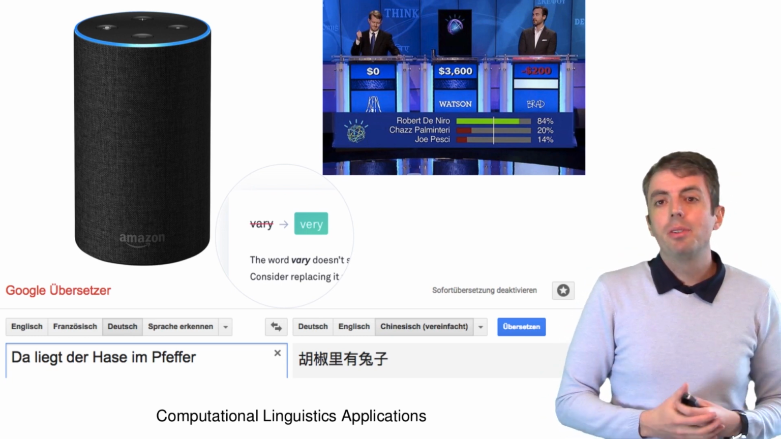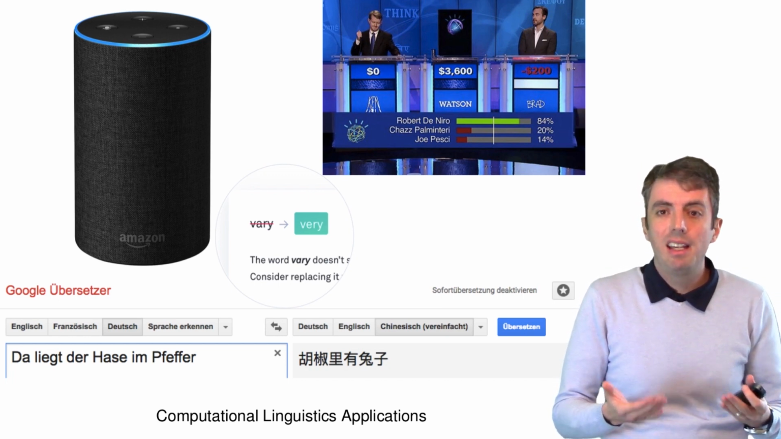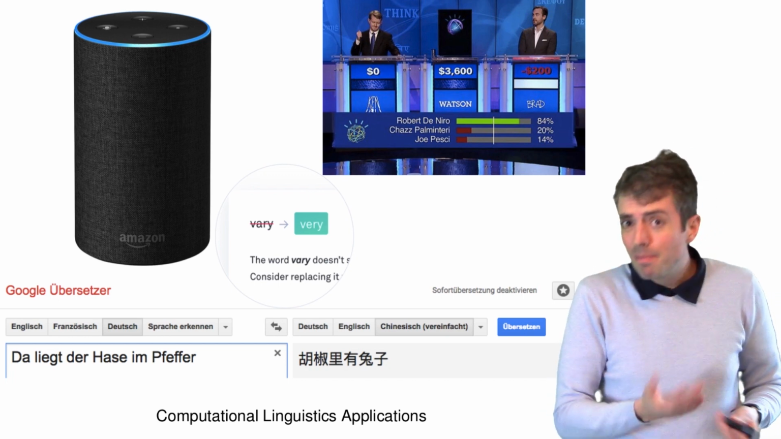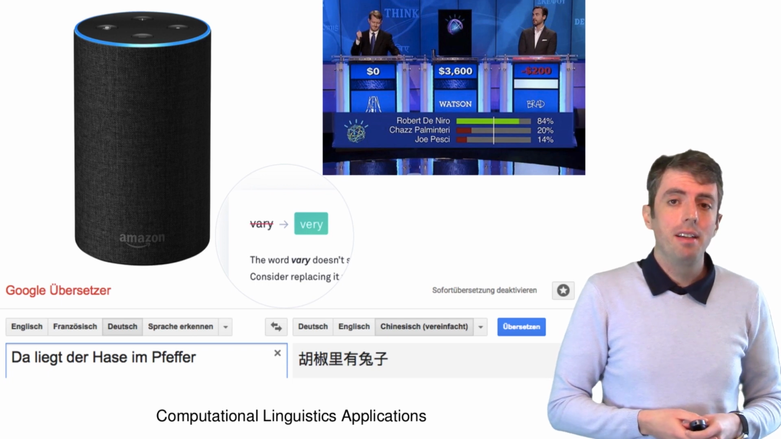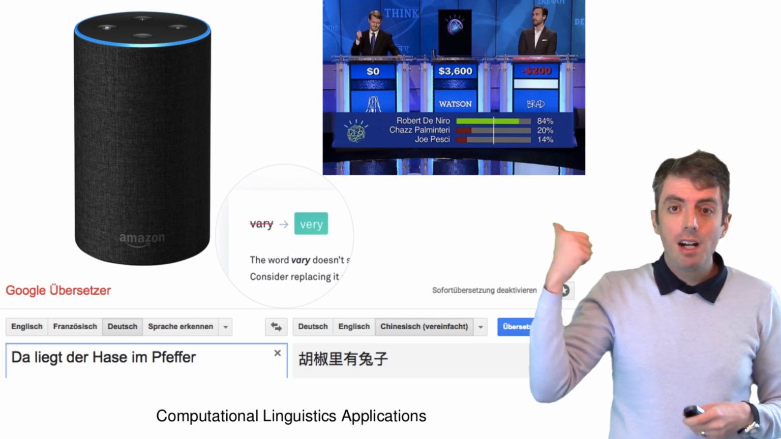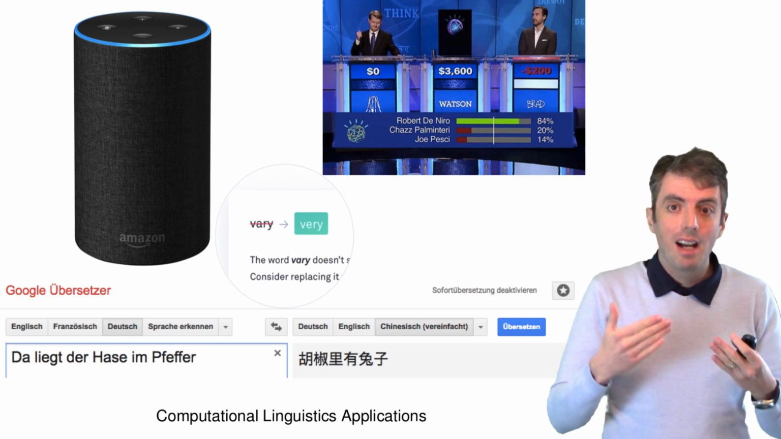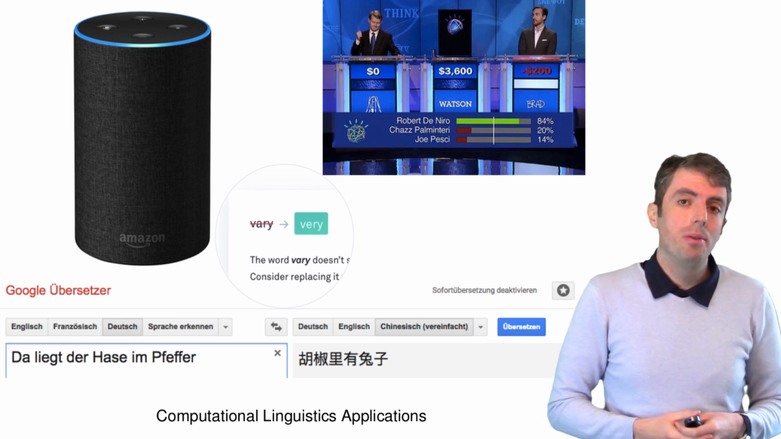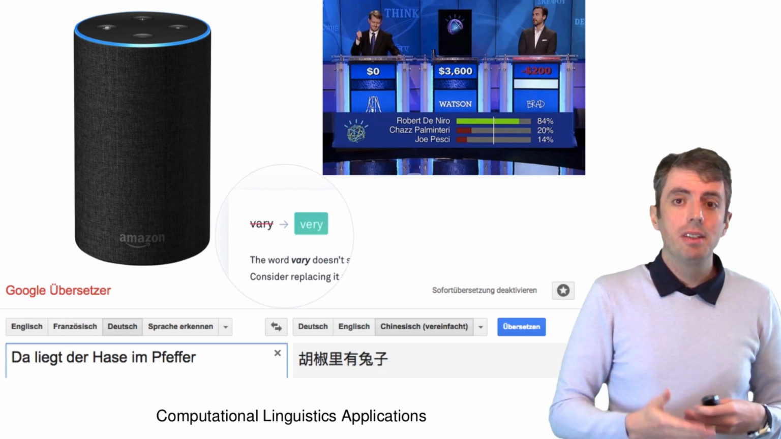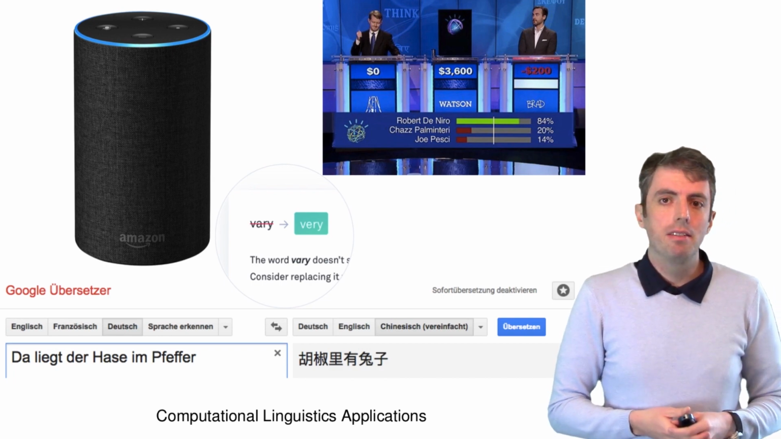You can also go to Google Translate, type in a sentence in Chinese, and get a sometimes reasonable translation of that phrase. Another example is IBM's Watson, which went on Jeopardy and beat a number of smart people. We're going to see the kinds of technology that went into those applications, and you'll be building something very much like that by the end of the course.